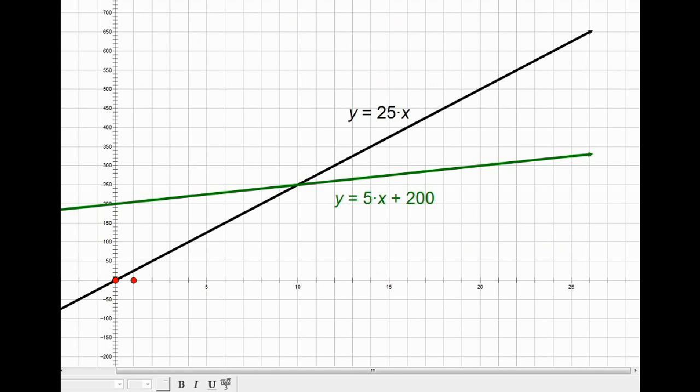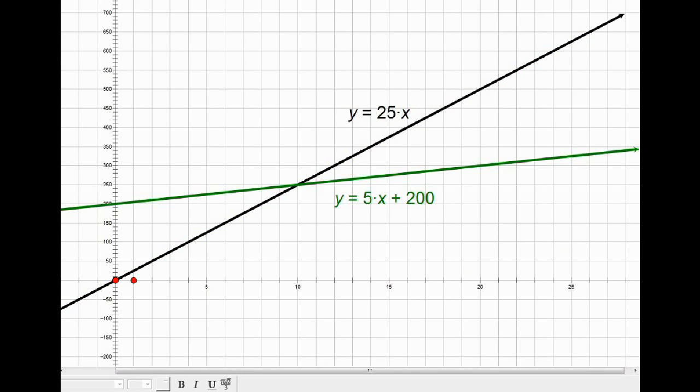So here I've gone ahead and I've graphed each one of those equations here. So the first one that we had where the banquet hall charged $5 per person and the initial fee of $200, that's our green line there. And the arrow here indicates that it does go on forever. And our banquet hall that charged just $25 per person, that's our black line here, and there's our equation for that. And again, it does go on forever.